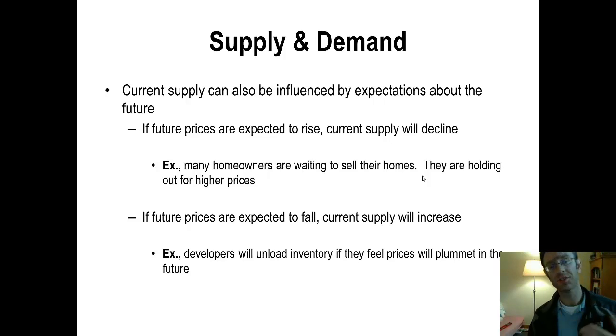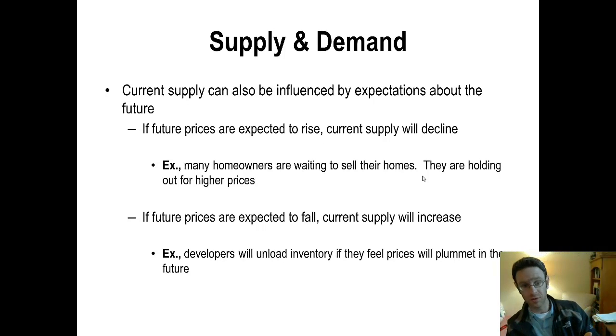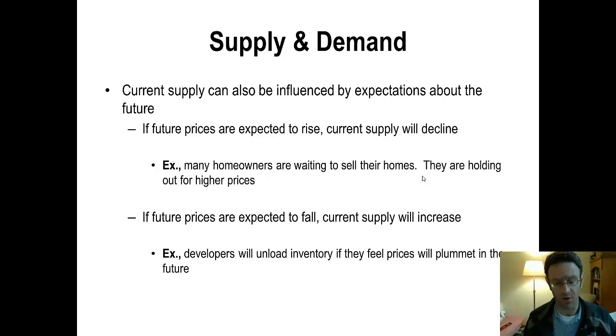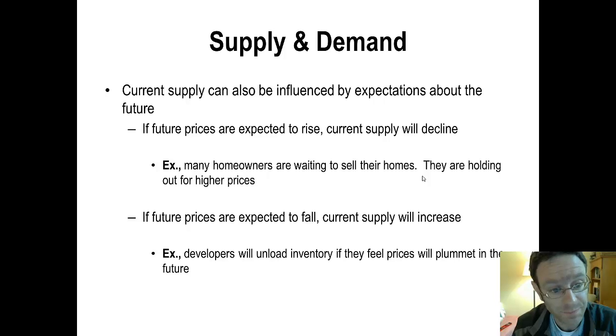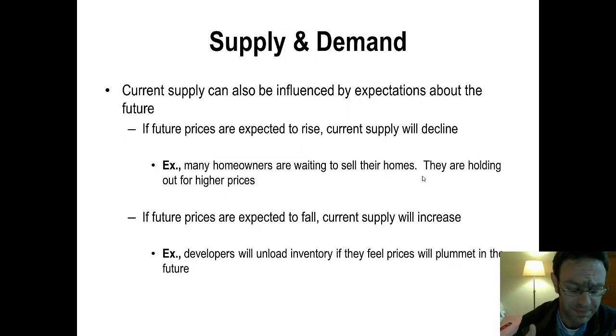Okay, current supply can also be impacted by expectations about the future. And here it's important to think of the supply curve as measuring the quantity supplied for a commodity today. So, as a seller, if you expect the price that you can receive for selling something to be, let's say, higher in the future, well, that might reduce your willingness to sell a commodity today because you can sell it tomorrow at a higher price. Conversely, if as a seller you're expecting the price that you can sell a commodity for to be lower tomorrow, well, then you may very well increase your quantity supplied today so that you can take advantage of prices while they're high.